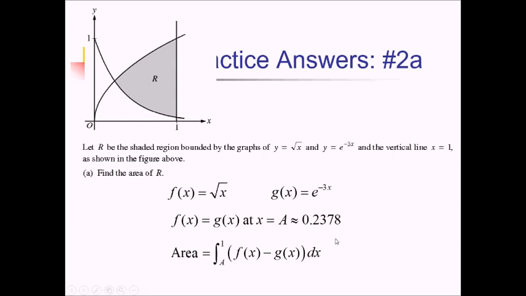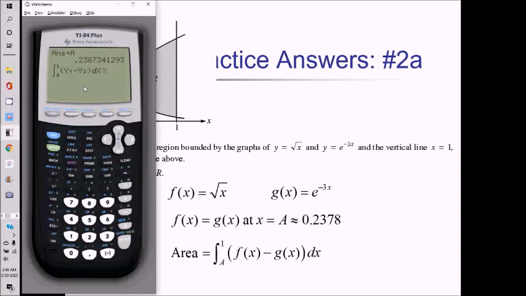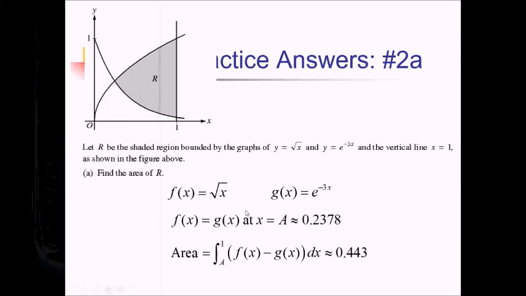And now I go back to the calculator to do this. So here's what this looks like on my calculator. I did math 9, alpha A for the lower limit, 1 for the upper limit. And in here I did alpha trace y1 and alpha trace y2, just to get those functions, because that's where I entered my f and my g functions in y1 and y2. Put an x next to the d, press enter, and that's going to be 0.443 for that area of R.